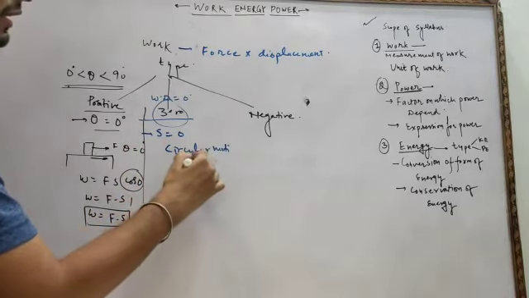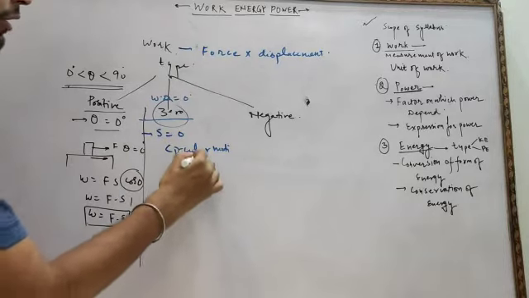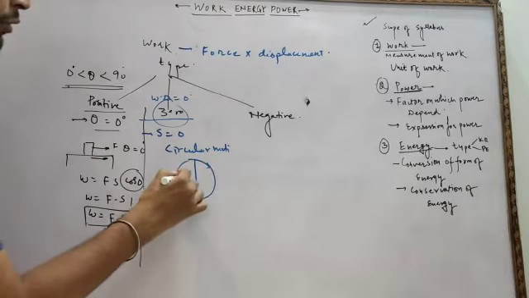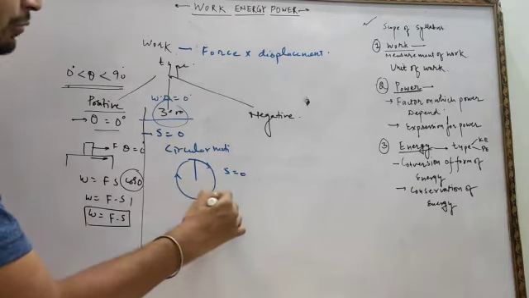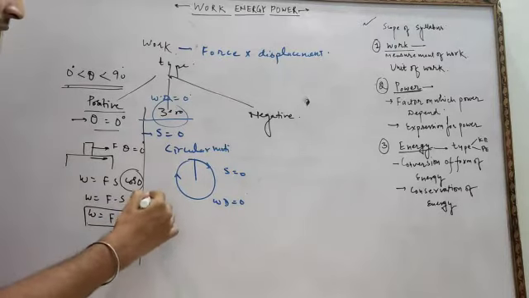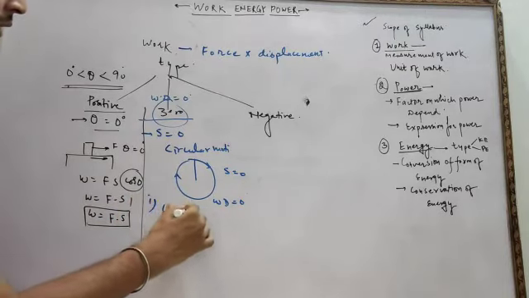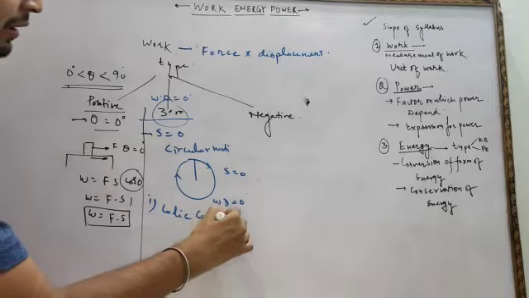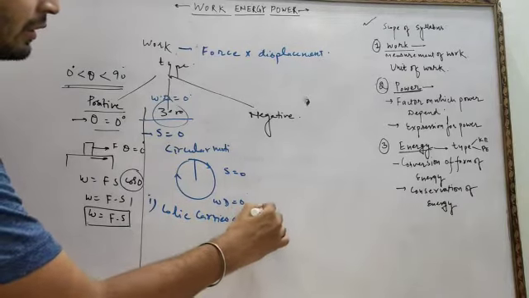Example, circular motion. If a body is rotated in circular motion, the net displacement is equal to 0. So the work done is again equal to 0. Or we can say a porter carries a load on his head.